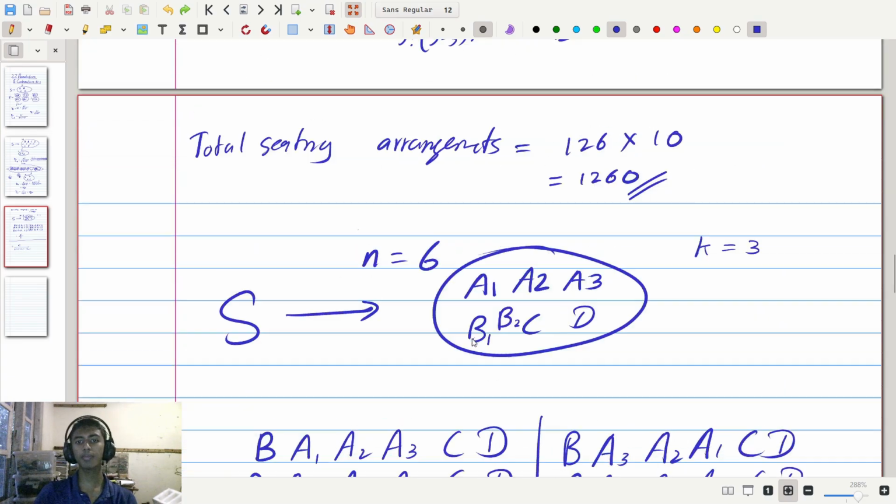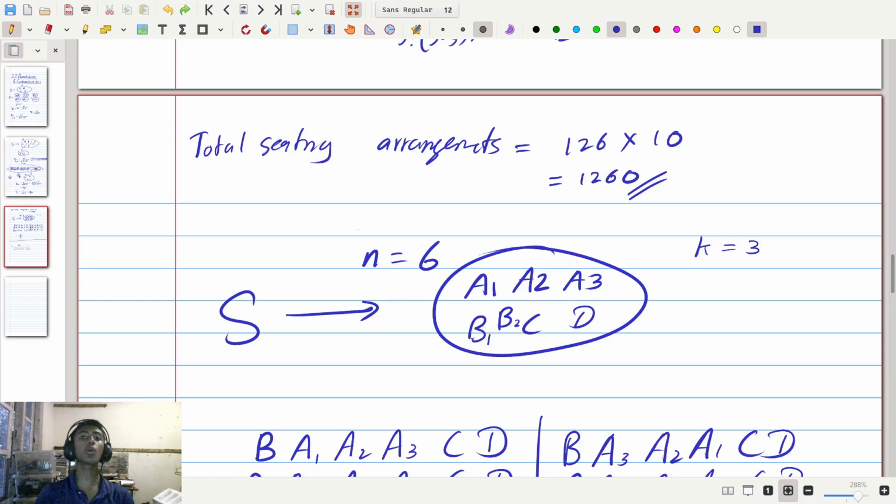So in the case of our simple example here, we have 3 A's, we have 2 B's, we have a C, and we have a D. So in this case, we could think that K1 is equal to 3, corresponding to the A's, K2 is corresponding to the B's and is equal to 2, K3 is equal to 1, corresponding to the C's, and K4 is equal to 1, corresponding to the D's.